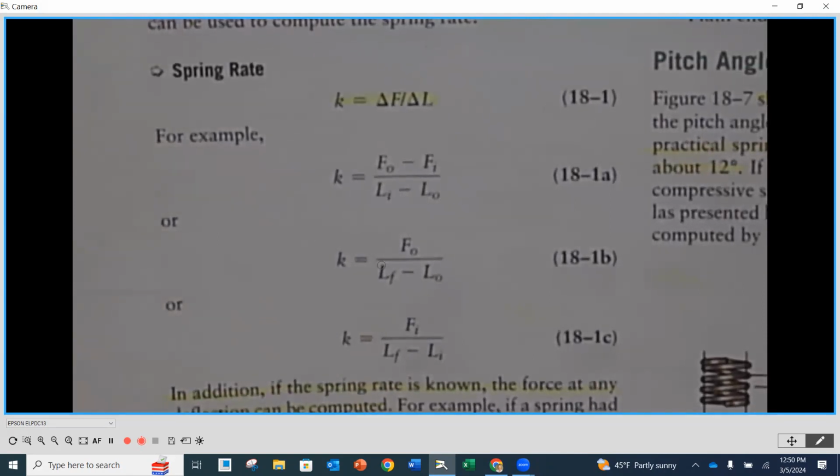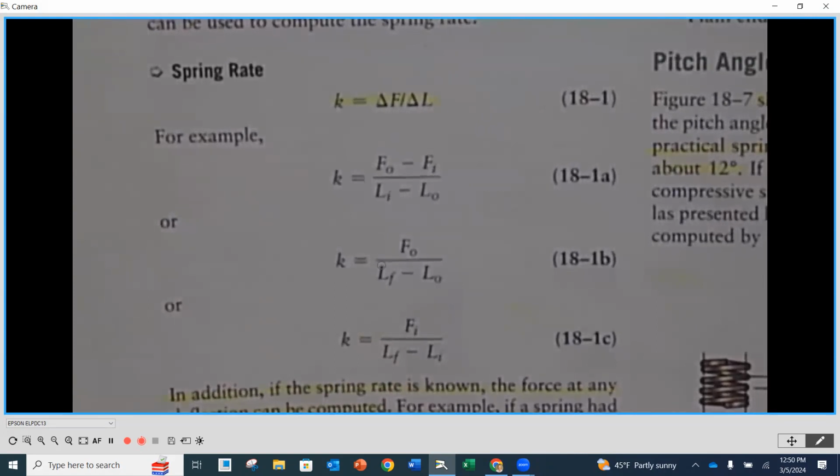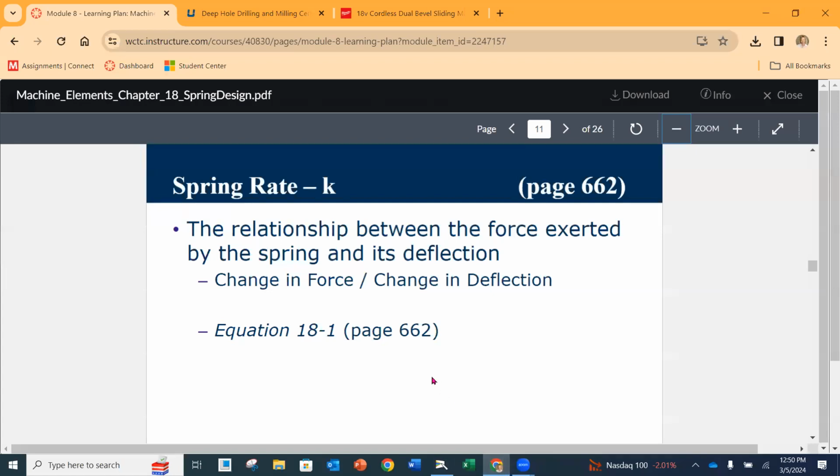Okay, so we're going to do some example problems, and you're going to have homework assignment problems that are going to try to solve for one of these variables. So if I know the spring constant, what is the operating force, when the free length is this, that kind of thing. Okay, so we'll be manipulating this to help us solve for some unknown variables. So, questions on spring rate? I'm sure you've come across that before.